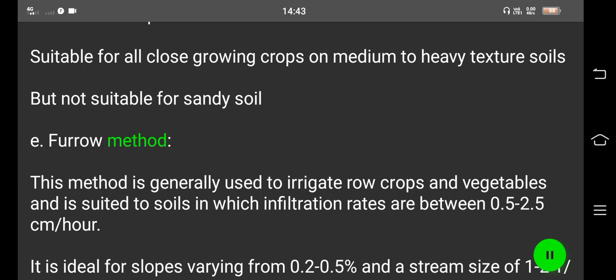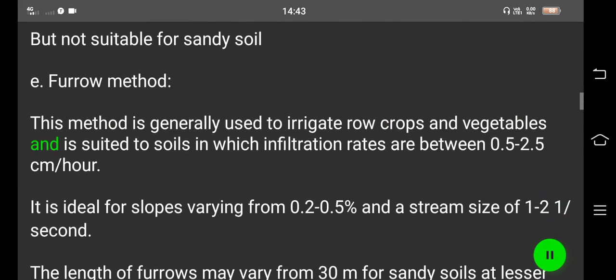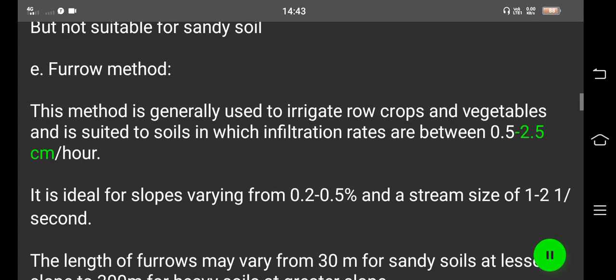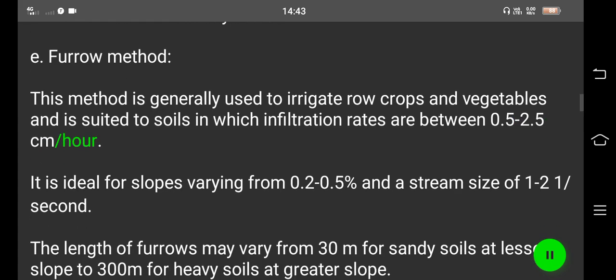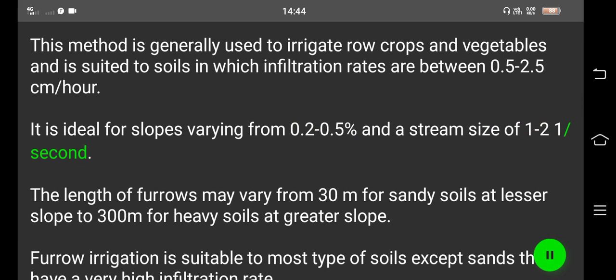E. Furrow method. This method is generally used to irrigate row crops and vegetables and is suited to soils in which infiltration rates are between 0.5-2.5 cm per hour. It is ideal for slopes varying from 0.2-0.5% and a stream size of 1 to 1 per second.